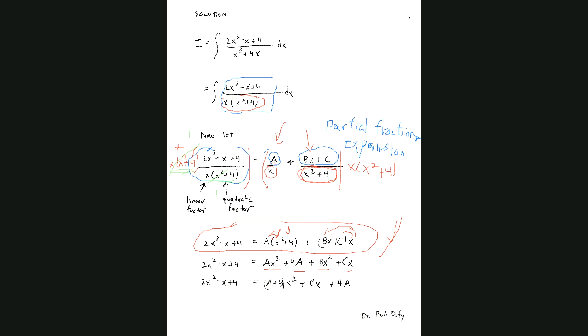And then what I'll do is group together the like terms. So ax squared and bx squared makes a plus b times x squared. And then we have a cx here, and we have a 4a here. Are there any questions so far?